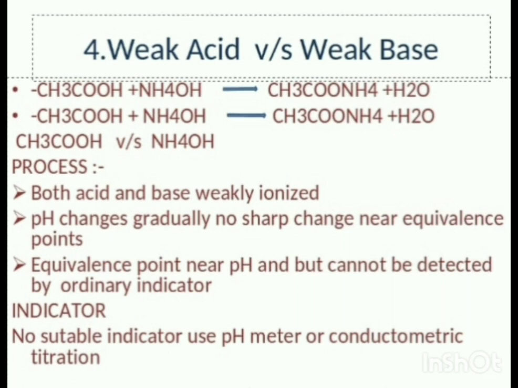Fourth one, weak acid versus weak base. CH3COOH plus NH4OH gives CH3COONH4 plus H2O. Example is CH3COOH versus NH4OH. Process, both acid and base are weakly ionized. pH changes gradually, no sharp change near the equivalence point. Equivalence point is near pH 7 but cannot be detected by an ordinary indicator.